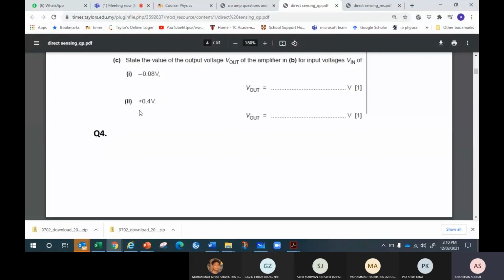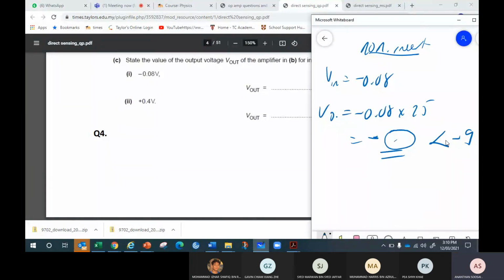Next, positive 0.4. What is the output? Input is 0.4 positive, so output we know definitely is positive. It's times the gain, right? Times 25. So what do you get? 4 times 25 is 100, so you got 10 volt. I think you get positive 10 volt.